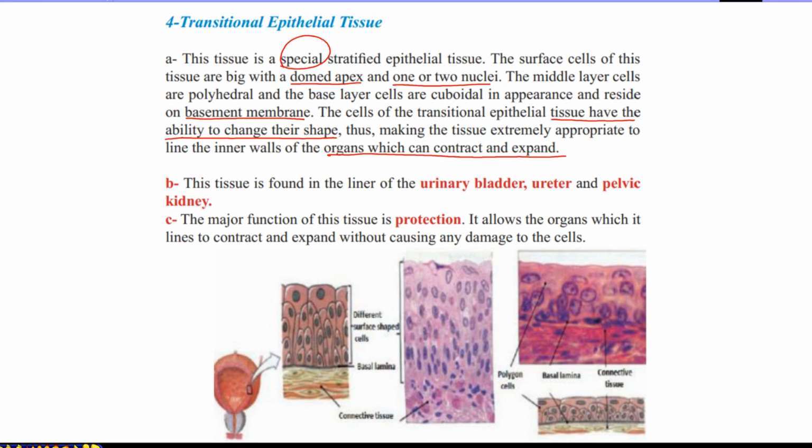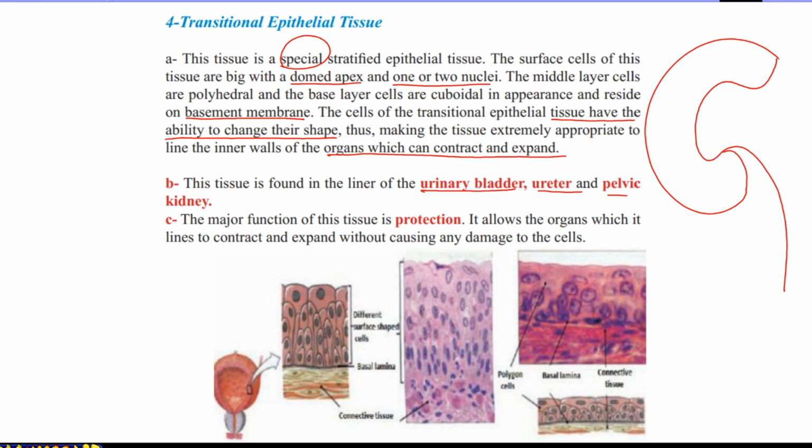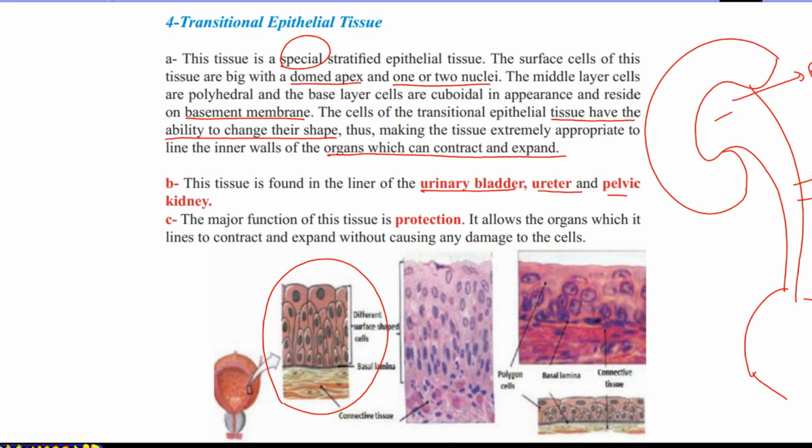This tissue is found in the inner lining of the urinary bladder, ureter, and pelvis of the kidney. Simply, if we draw a kidney, the pelvis of the kidney, the ureters, and the bladder. When the pelvis, ureter, or bladder is empty, the tissue is in this shape. It looks like it is made up of many layers of cells, but they are more columnar, not flat.